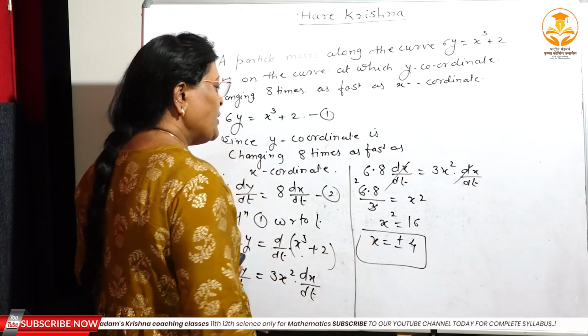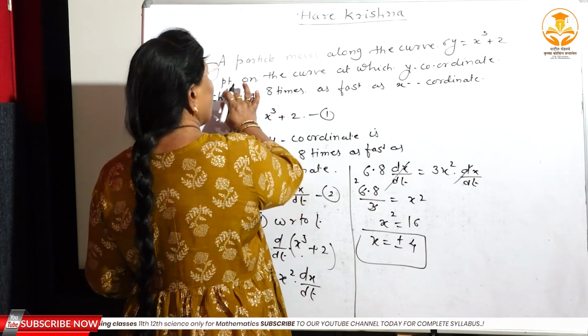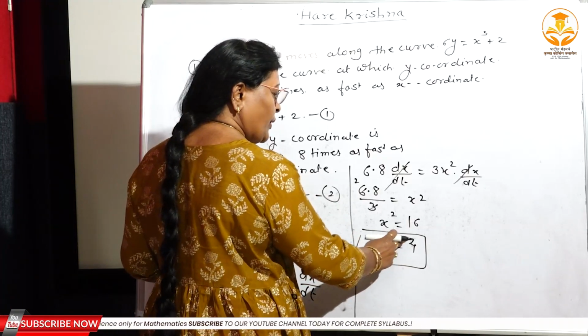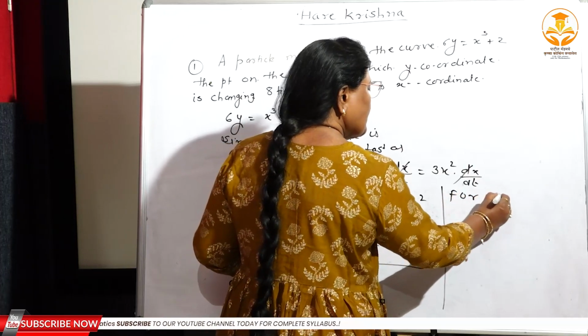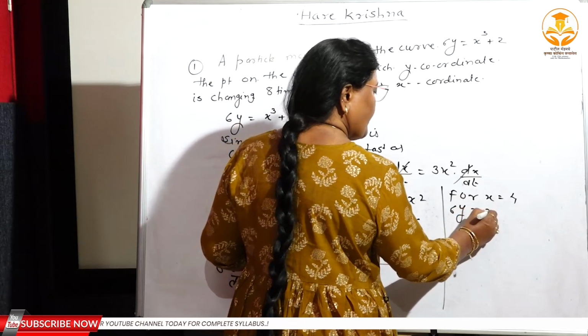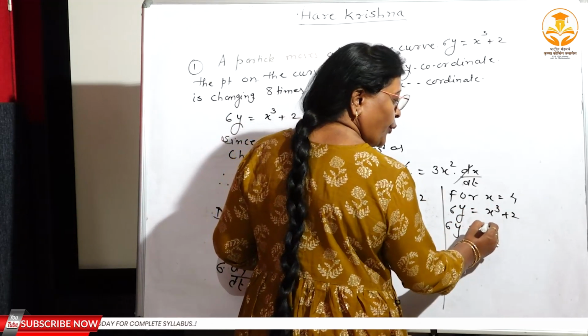Right? Now, from this, you can find out because you want to find the point on the curve. Therefore, you have got the x coordinate as plus minus 4. Now, for x equal to 4, what is the value of y? See here, 6y is equal to x cube plus 2. Therefore, 6y is 4 cube plus 2. 4 cube means what here?